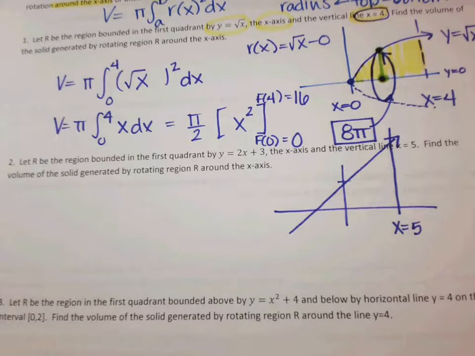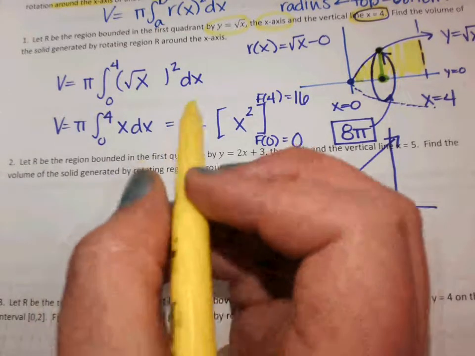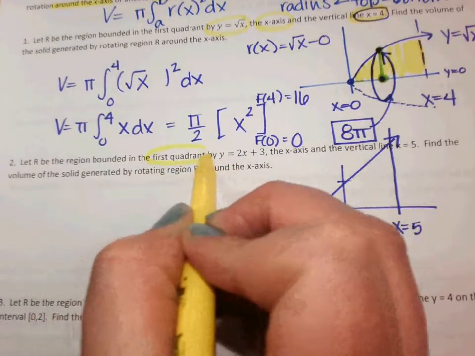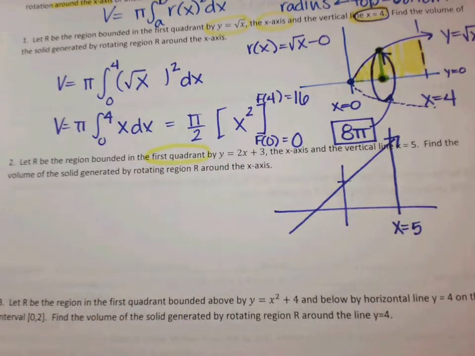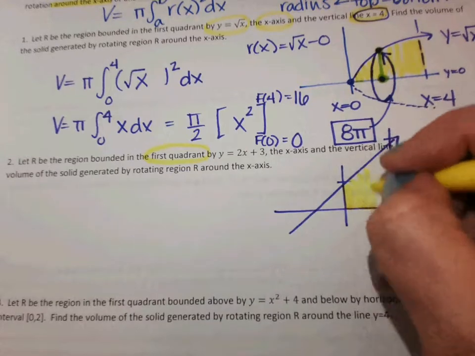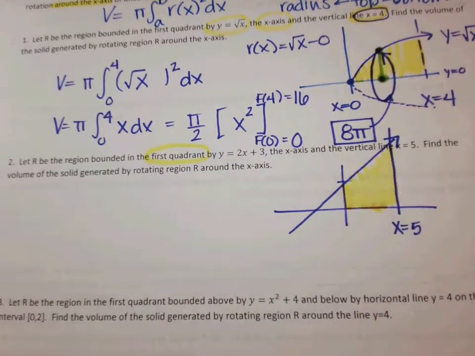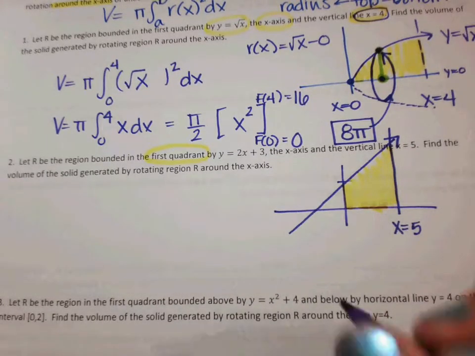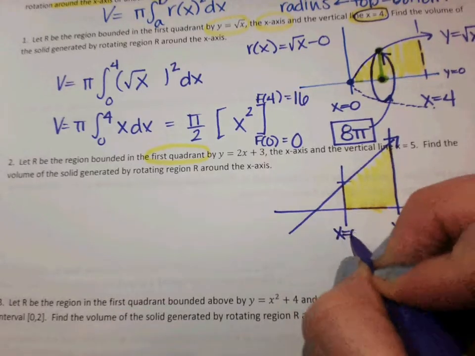Okay, the answer is no, you shouldn't. Read it. x, right here, look. What quadrant? First. That means you can't start shading until 0. Okay, so watch out for those kinds of things. If it says first quadrant, you're not going to start shading until 0.